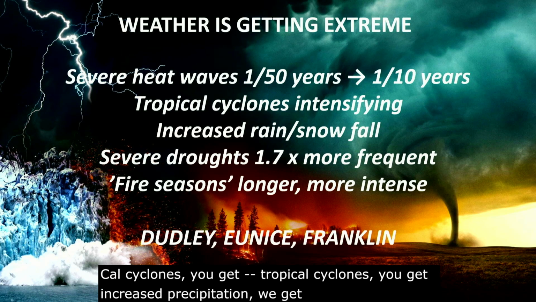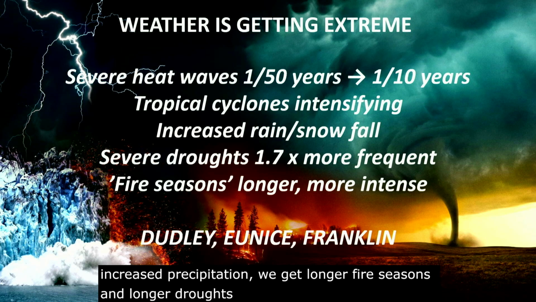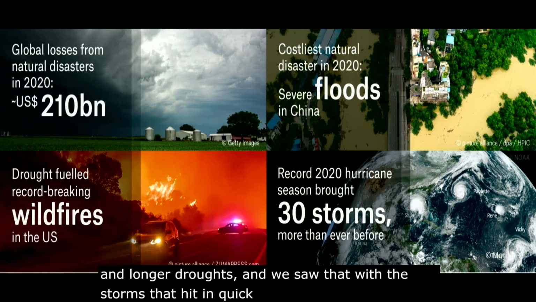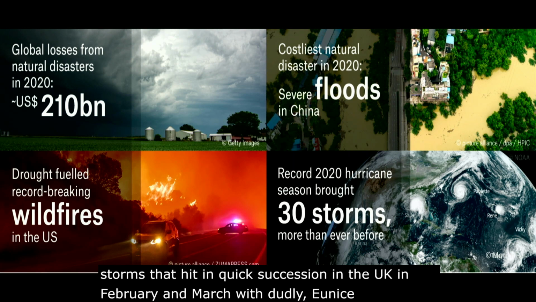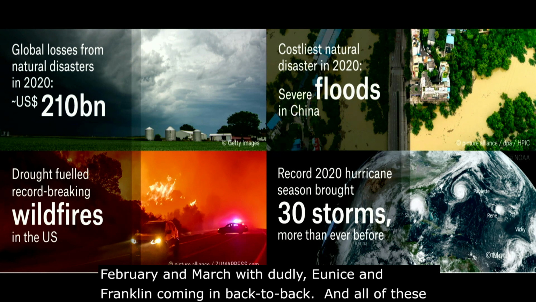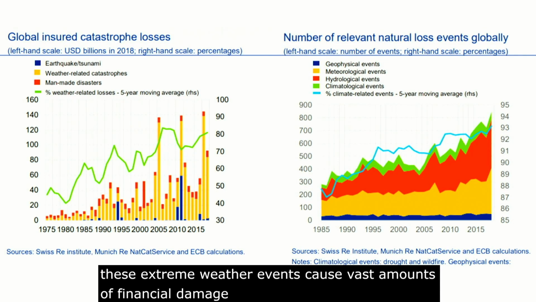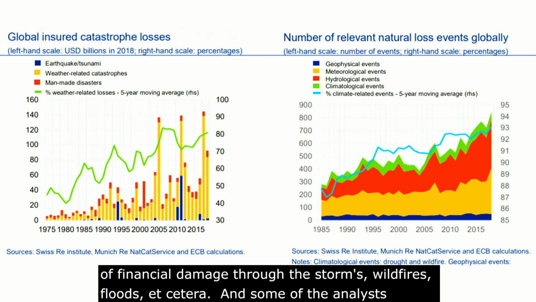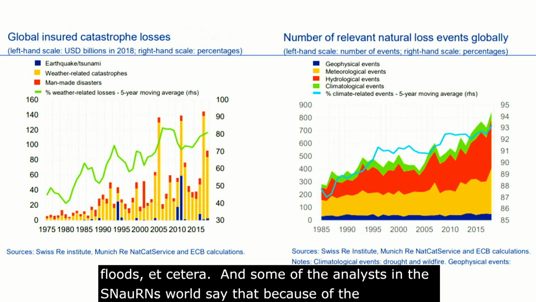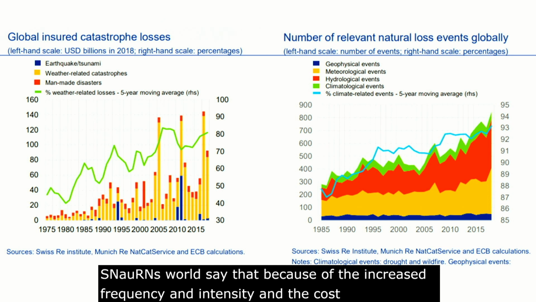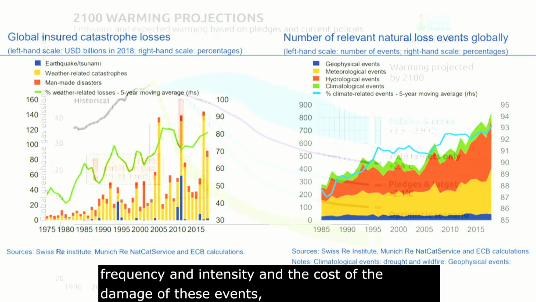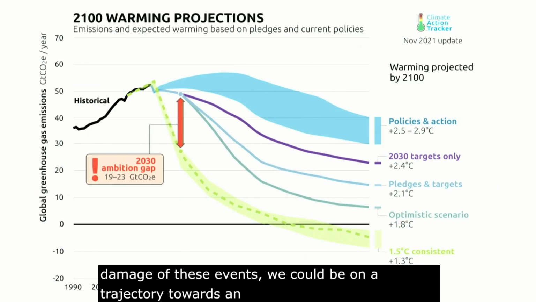And we saw that with the storms that hit in quick succession in the UK in February and March, with Dudley, Eunice and Franklin coming in back to back. And all of these have further economic implications as well as the social and environmental ones, because clearly these extreme weather events cause vast amounts of financial damage through the storms, wildfires, floods, etc. And some of the analysts in the insurance world say that because of the increased frequency and intensity and the cost of the damage of these events, we could be on a trajectory towards an uninsurable world where those premiums become untenable. And we've got a bit of a gap to close.